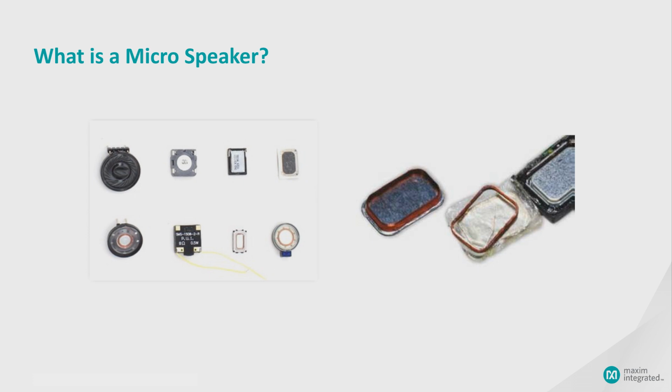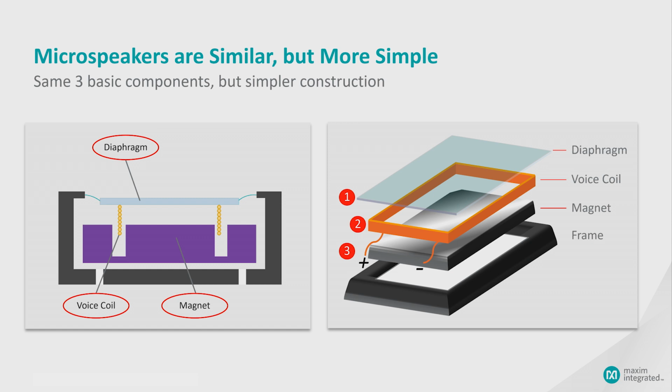What is a microspeaker? A microspeaker is essentially the same type of thing. There are the same three basic components, but much simpler construction, because the speaker is much smaller than a typical speaker that you'd find in your home theater or home stereo system. A microspeaker is very small, and so it has more mechanical constraints, if you will. So it's a much simpler construction. But again, the same three components: a diaphragm, a voice coil, and a magnet.